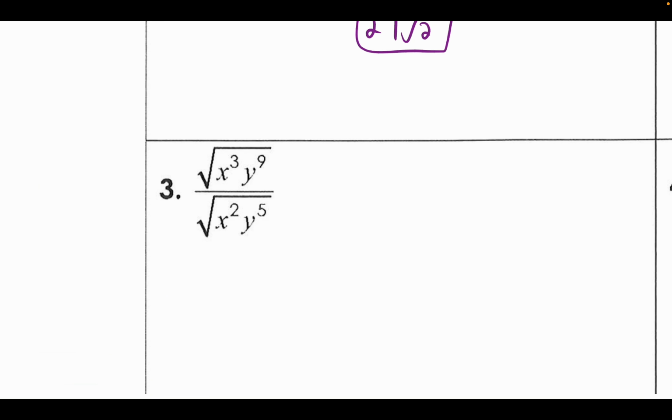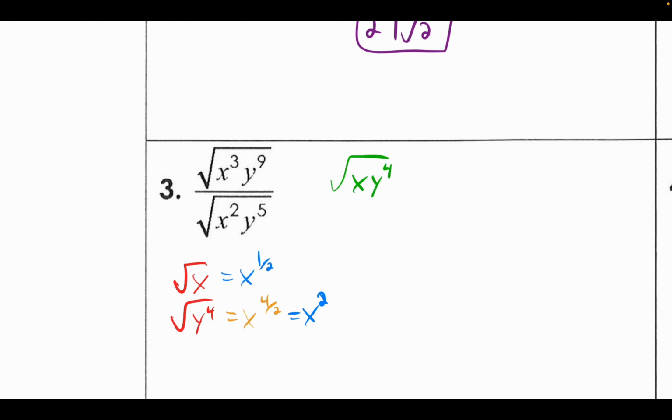Variables here. So only things inside the square root. Remember when we divide the same base, x and x, or y and y, we subtract the exponents. So here we get the square root of x to the first and y to the fourth, as we do 3 minus 2 and 9 minus 5. Then we go part by part. So square root of x, square root of y to the fourth. Square root of x would be x to the power of 1 over 2, which doesn't simplify or become a mixed number. Y to the power of 4 over 2 does in fact simplify to y to the power of 2.